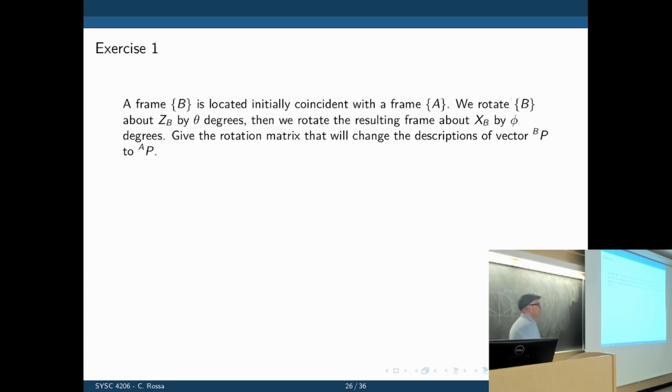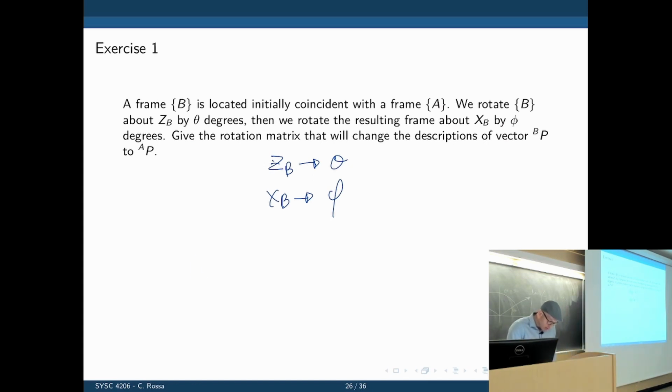What do you have to define here? Order of rotation and determine if it is with respect to a fixed or a moving reference frame. Yeah. So what is the order of rotations? First we do about ZB by theta, and then XB by phi. Is this with respect to a fixed or a moving reference frame? With respect to the moving, with respect to the current reference frame.